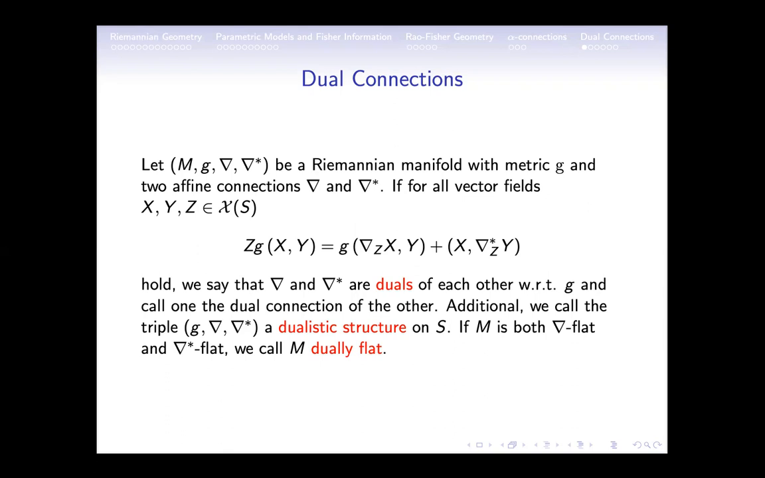In an abstract Riemannian manifold (M, g), say nabla and nabla star are two affine connections. If they satisfy this condition for all smooth vector fields X, Y, Z, then we call nabla and nabla star duals with respect to each other, dual connections of each other. We additionally call (g, nabla, nabla star) a dualistic structure on M. And we call M dually flat if it is both nabla flat and nabla star flat. There are very interesting properties of dually flat manifolds.